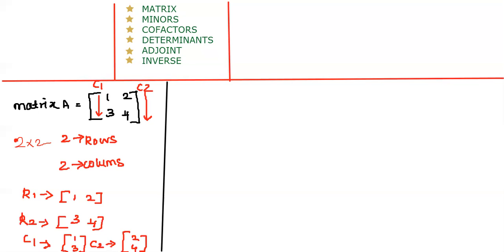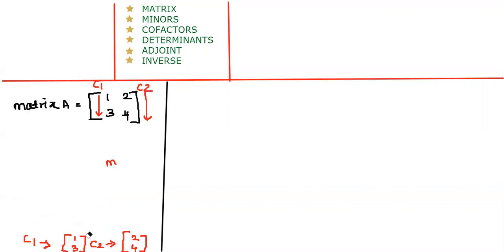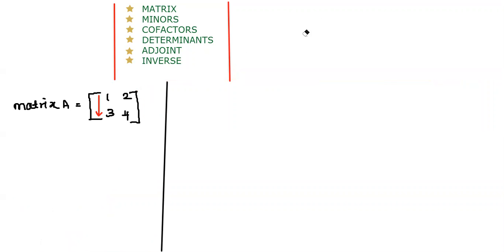Since this matrix contains 2 rows and 2 columns, I can say this matrix is of dimension 2 cross 2. And always you have to write the number of rows first, and then the number of columns. So this is how I'll write the dimension of the matrix. If the number of rows and columns are equal, I can say the matrix is a square matrix.